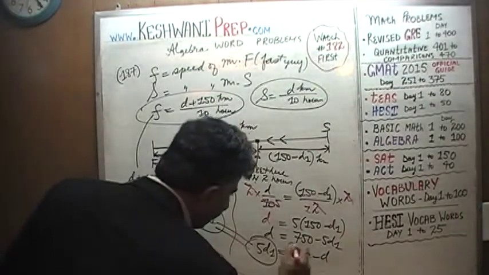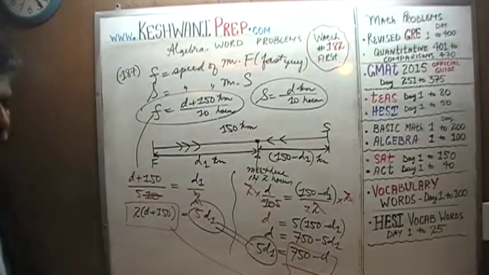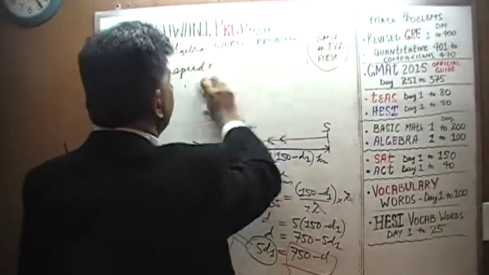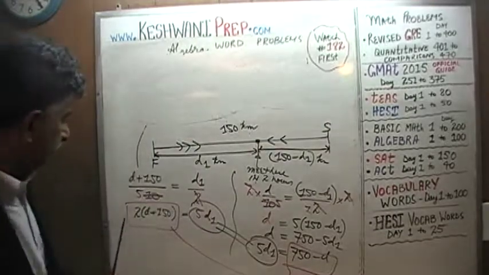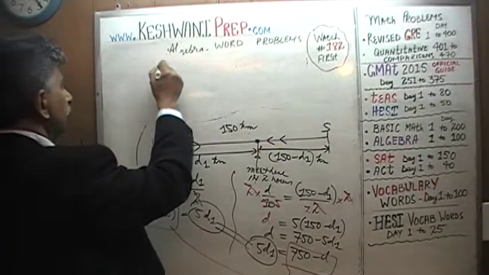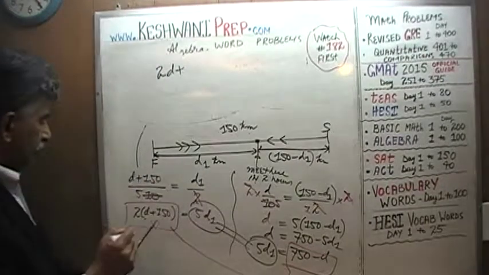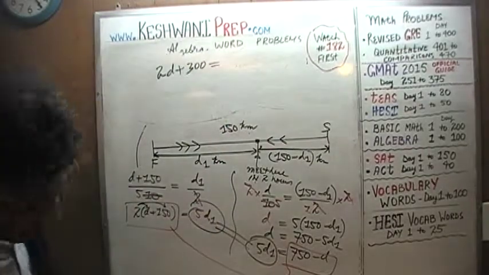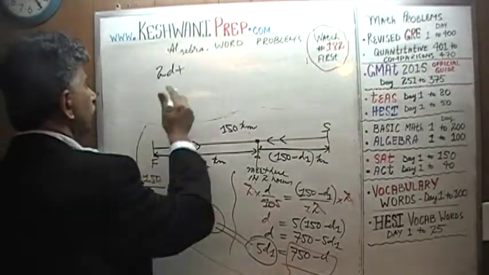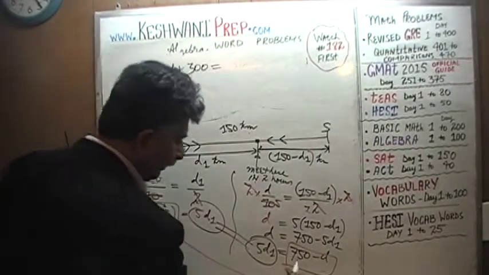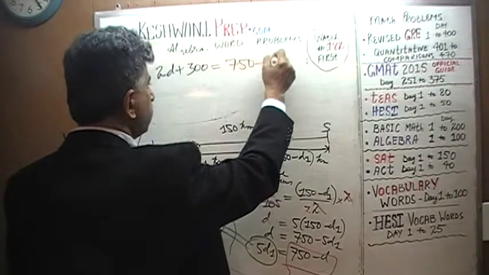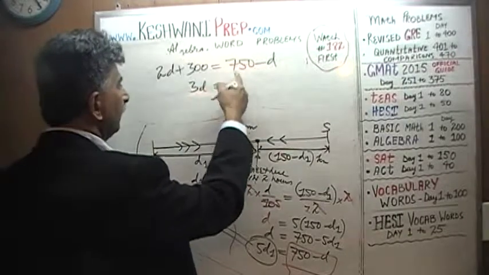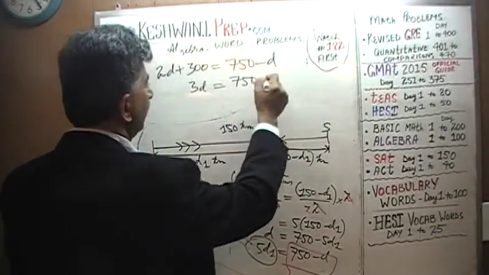Which means that these two quantities would have to equal, which we'll do on the top. We are almost there, just be patient. So 2 times D plus 2 times 150, 300, would have to equal 750 minus D. Voila. Bring the D to this side, we'll end up with 3D equals 750 minus 300.